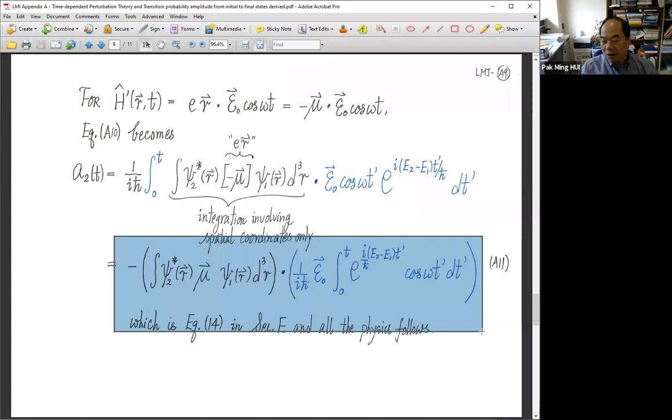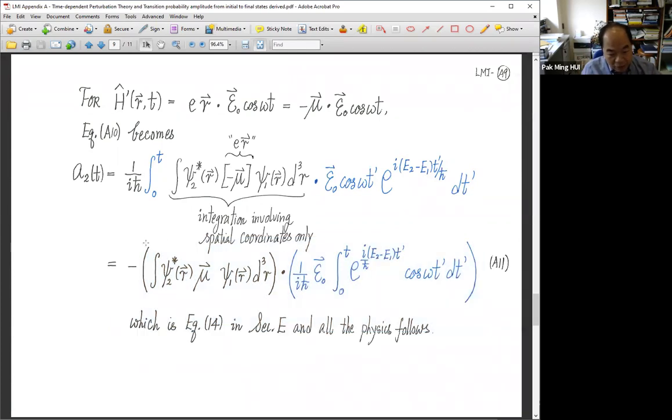Okay, so today our plan is to take up this equation and look at the consequences. For example, if this is 0, then you have no chance of seeing the atom to be in state 2 after time t. That is a forbidden transition, not allowed. Okay, therefore we will see selection rules.